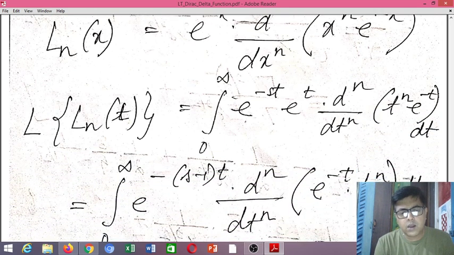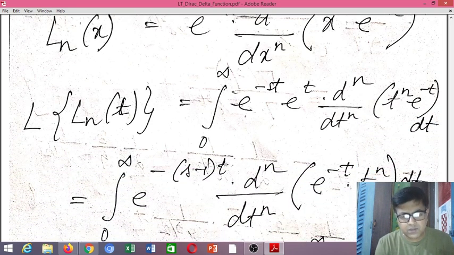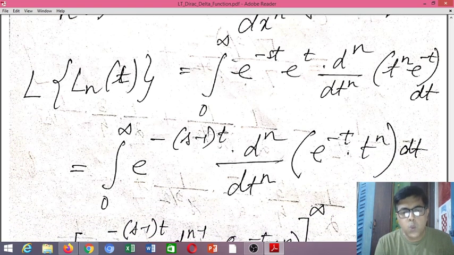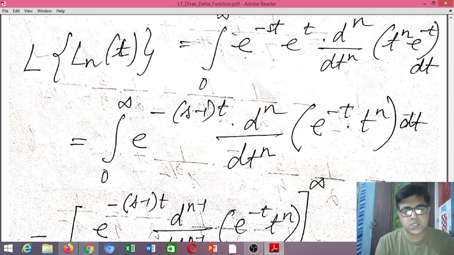Now we make a simple modification using the laws of indices. We write e to the power minus st into e to the power t as e to the power minus (s minus 1) t, and then the rest of the thing remains the same, that is the nth derivative with respect to t of the function e to the power minus t into t to the power n. Then we integrate by parts.